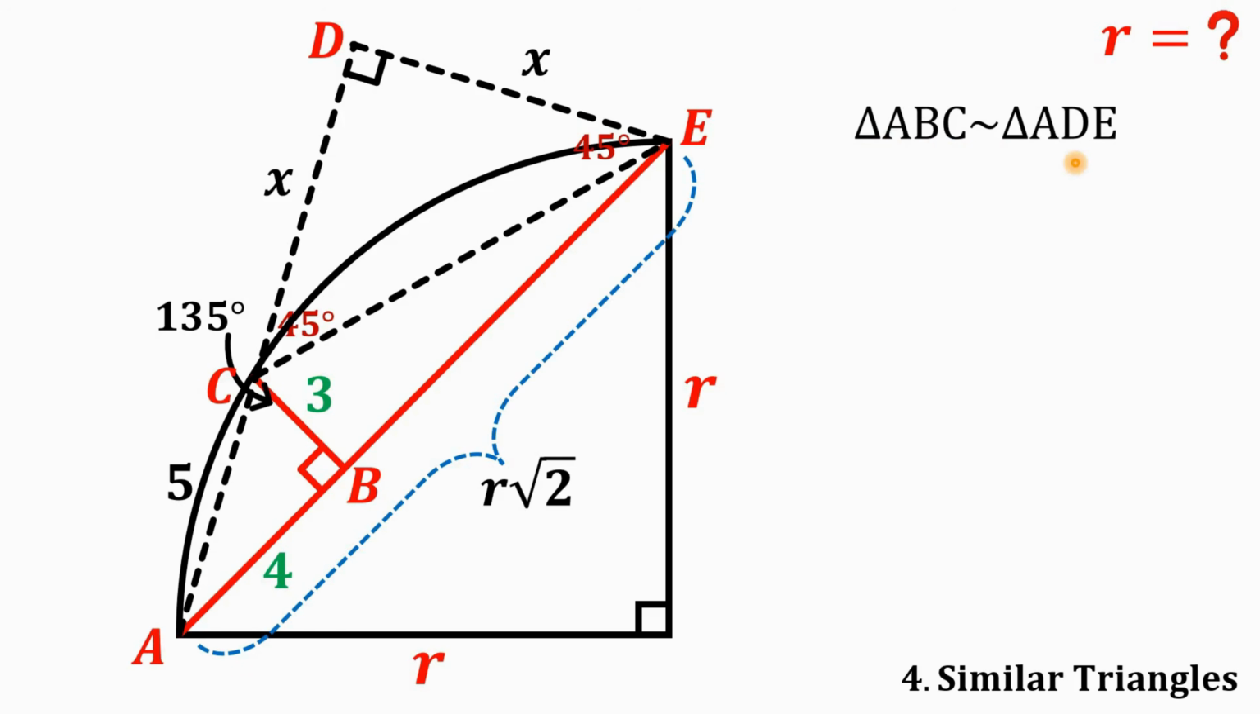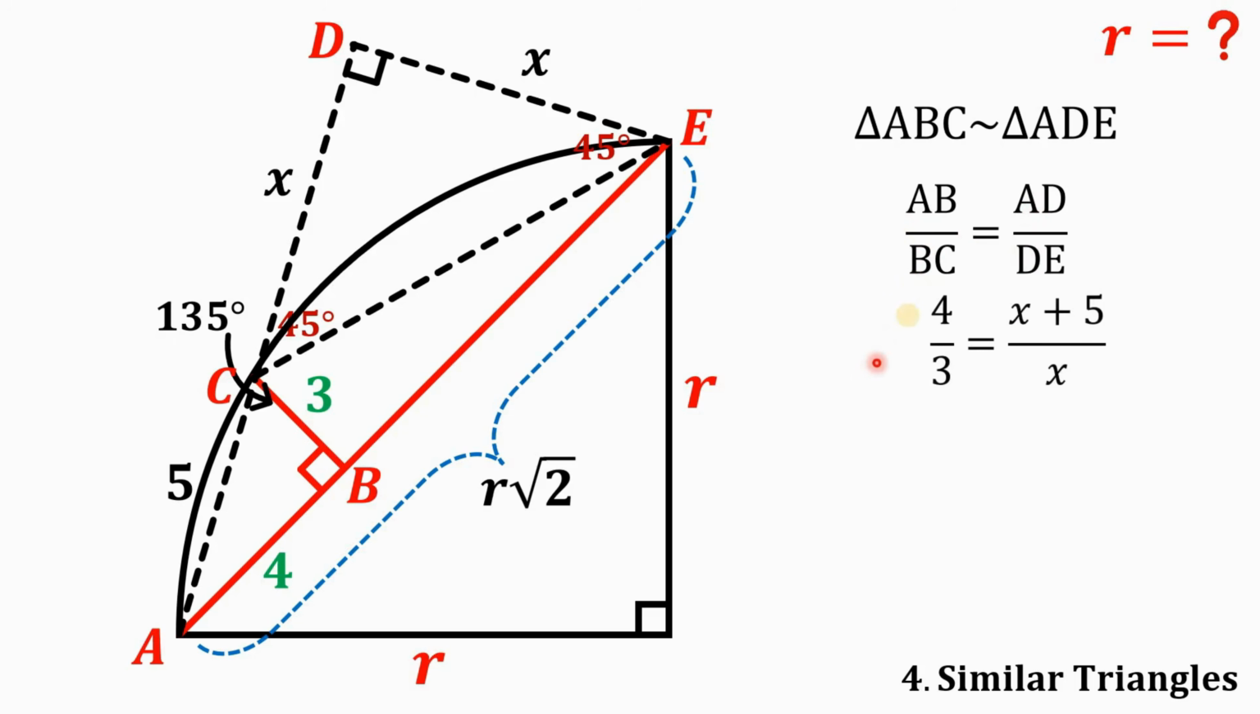Now, since they are similar, the ratio of their sides must be the same. So we can set that AB over BC equals AD over DE. Now, AB is 4, BC is 3, AD is x plus 5, and DE is x. Solving for x, we get that x equals 15. So we know the value of this x is 15 units.